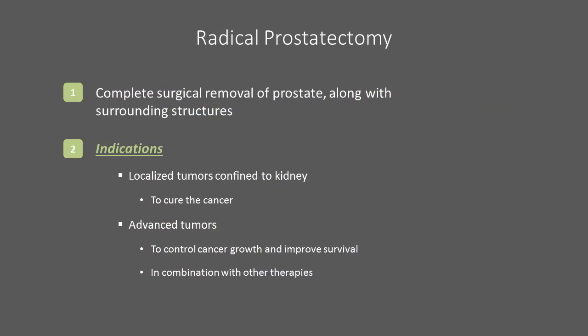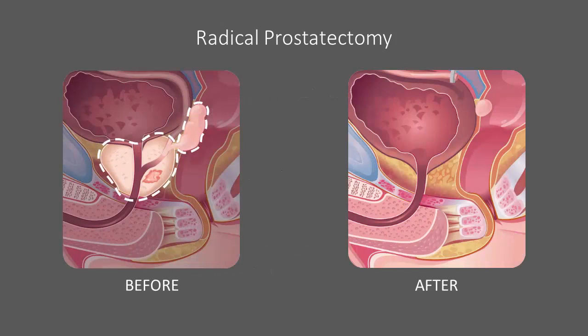Radical prostatectomy involves the complete surgical removal of the prostate along with its surrounding structures. It is indicated for localized tumors confined to the prostate in an attempt to cure the cancer, and for advanced tumors that have spread beyond the prostate to control cancer growth and improve survival time. This is often in combination with other treatments. This slide shows how the prostate, the seminal vesicles, and the ejaculatory ducts are removed, and the neck of the bladder is then sewn back to the cut end of the urine channel or urethra.